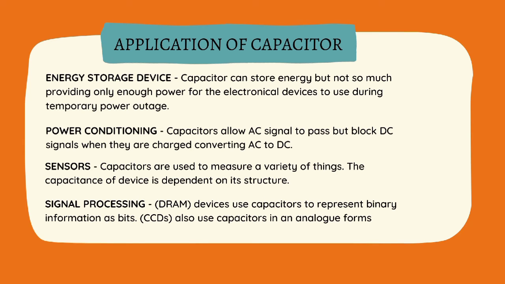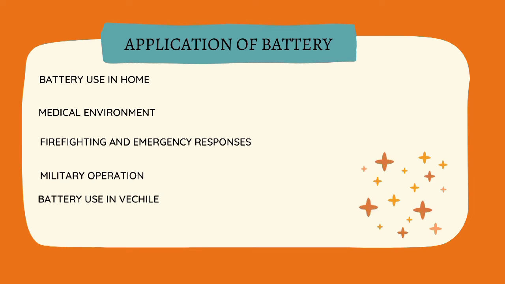The next one, capacitor also can be used for signal processing. DRAM, the dynamic random access memory devices, use capacitors to represent binary information as bits. CCD, also known as charge coupled devices, also use capacitors in an analog form.